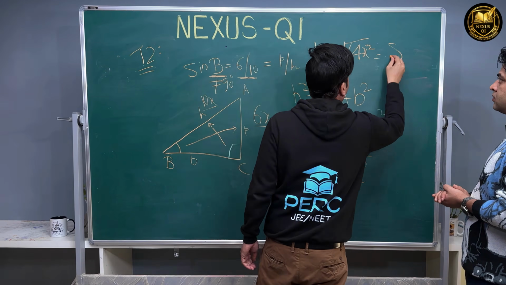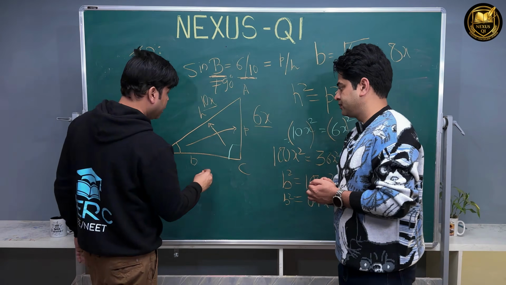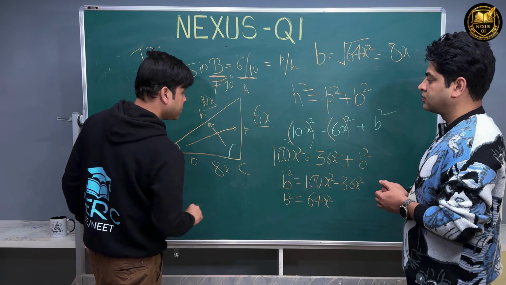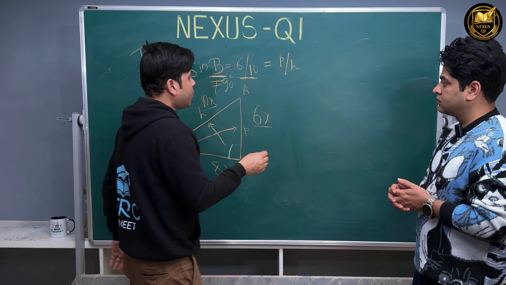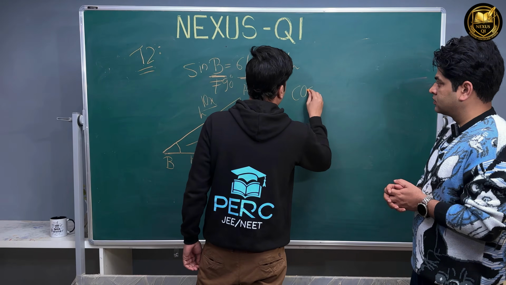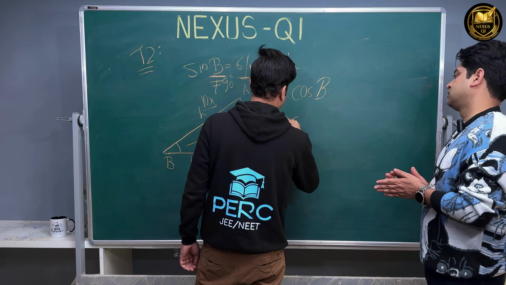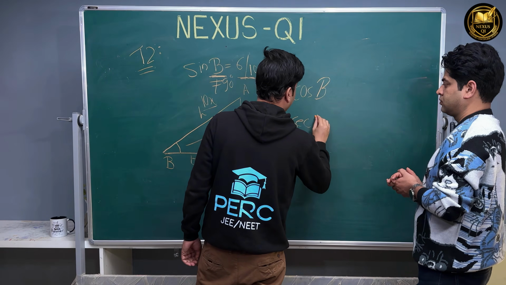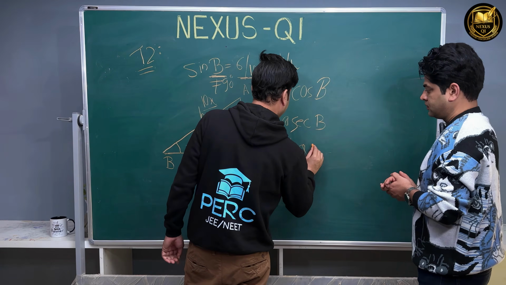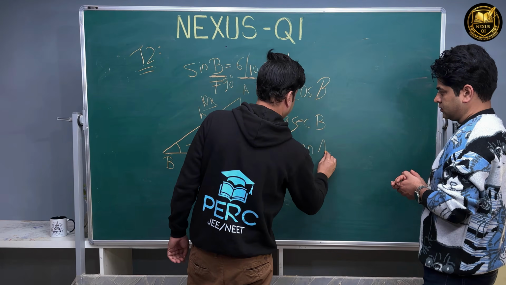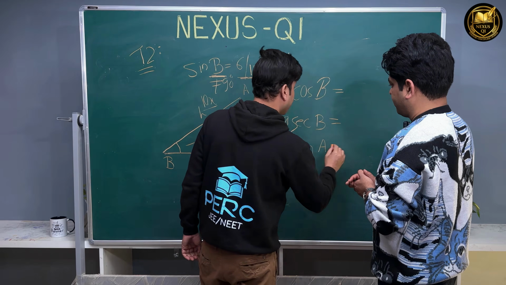That is your 8x. So this is the value we got for 8x. So the base became my 8x. Now suppose you have to find all the other ratios. Let's find cos of angle B and cosec of angle B. One more thing, let's find the tan of angle A. Can you tell me what is cos of angle B, cosec of angle B and tan of angle A?